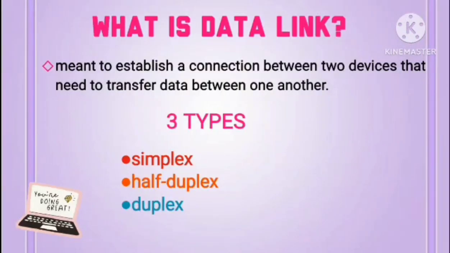Next is what is data link. Data link is meant to establish a connection between two devices that need to transfer data between one another. There are three types of data link, which are the simplex, half duplex, and duplex.